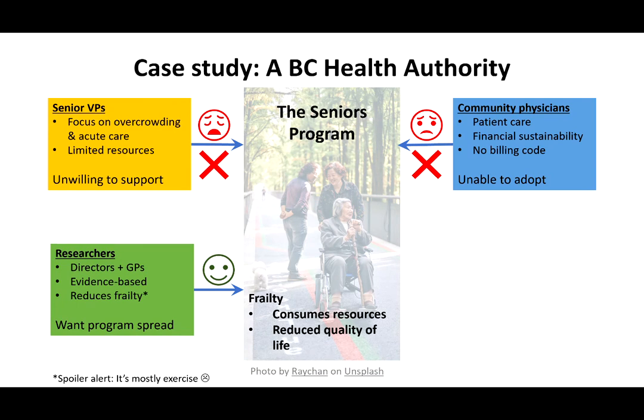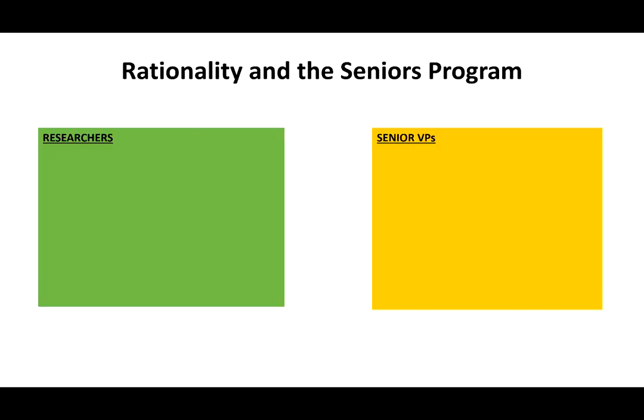So here we have this system where we have maybe not a cure for frailty, but we certainly have treatments that help delay frailty or potentially reverse it. And we have these forces in the healthcare authority that aren't supportive of it and really aren't interested in helping. So what role did rationality play in this particular situation? Let's have a look. We have researchers and we have the senior vice presidents. That's what I'm going to focus on here.